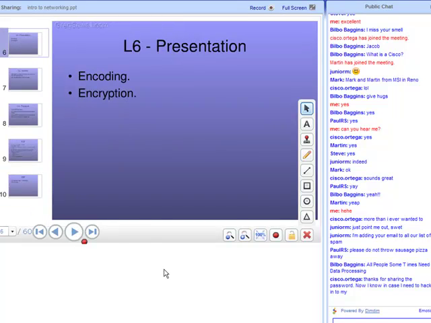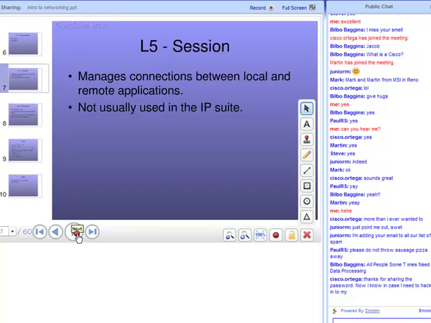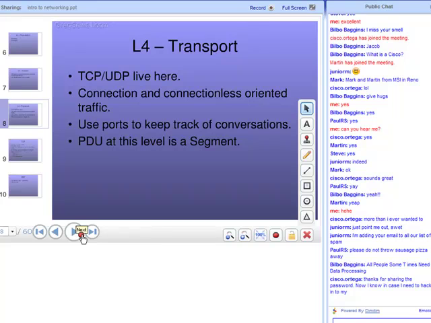So moving on down, presentation, and again this is going the opposite direction that I normally go when doing troubleshooting. L6 presentation, it's going to be encoding and encryption. Each one of these layers works directly with the one above it and below it. Really uninteresting. L5 session manages connections between local and remote applications. It's generally not used in the IP suite. That's kind of a holdover, I believe, from IPX, SPX kind of thing.